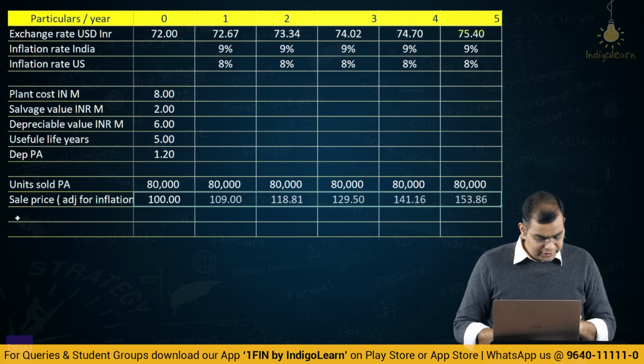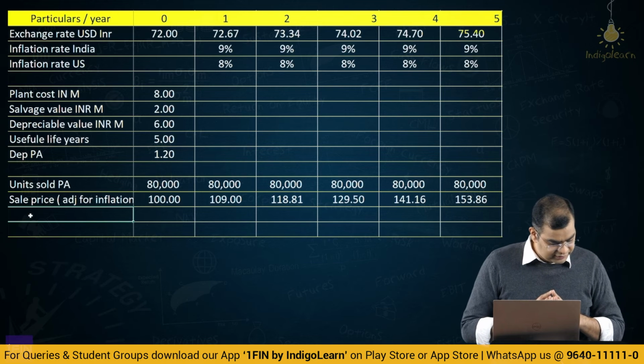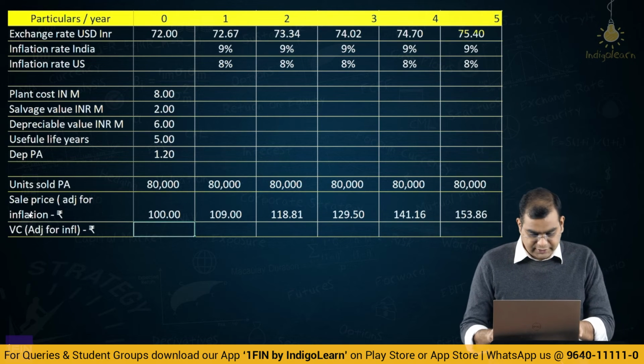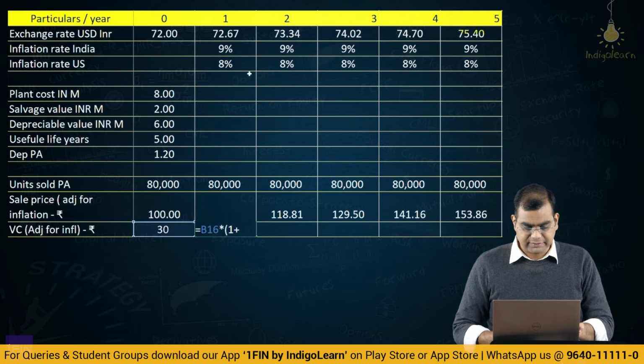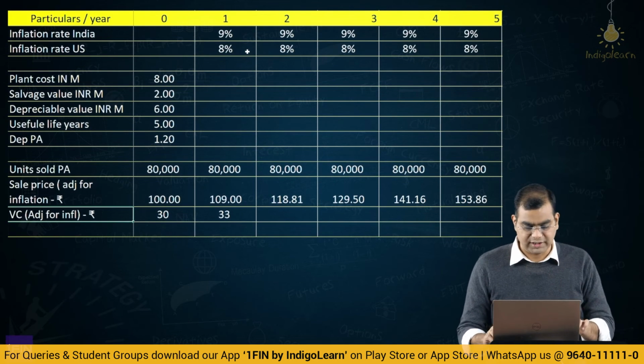Right, then what else? The variable cost would be 30 per unit and fixed cost is 5 million. Variable cost, again adjusted for inflation, and I will say rupees. How much is this? 30, right? If it is 30 in the first year, then this will get adjusted for inflation, where you keep increasing it by 9% every year. They have said 8 and 9% inflation rates only. They are not anything else.